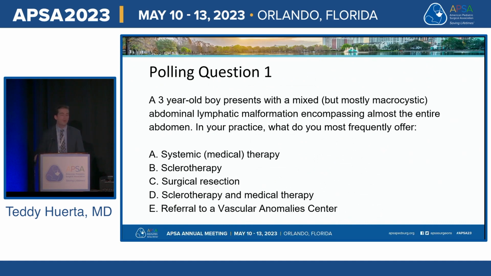So if you'd like to pull out the Whova app and begin, we'd like to first start by polling the audience with regards to the following clinical scenario. A 3-year-old boy presents with a mixed but mostly macrocystic abdominal lymphatic malformation encompassing almost the entire abdomen. In your practice, do you most frequently offer systemic medical therapy, sclerotherapy, surgical resection, a combination of sclerotherapy and medical therapy, or referral to a vascular anomaly center? And while you continue your answer, I'd like to introduce the next speaker from our subgroup, Dr. Brian Englam from the University of Maryland Children's Center.